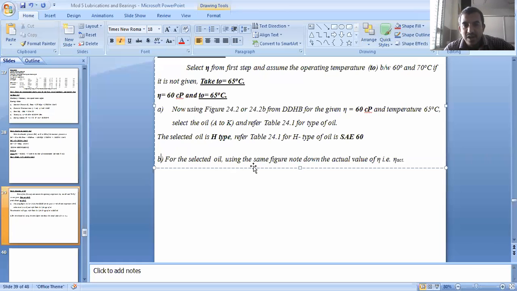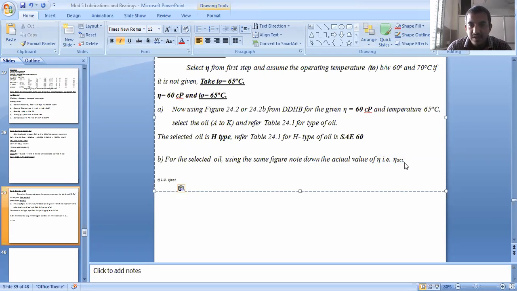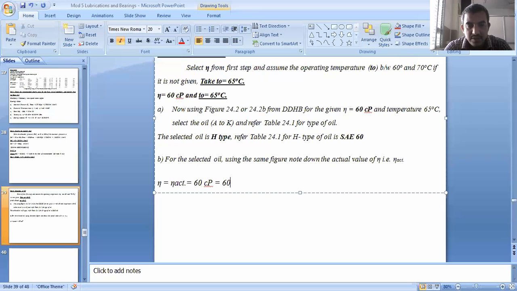Now for the selected oil, using the same figure, note down the actual eta. Here the line coincides exactly, right? Once the line coincides exactly, eta actual is equal to how much? 60 centipoise. That is also equal to 60 into 10 to the power of -3 newton second per meter square.